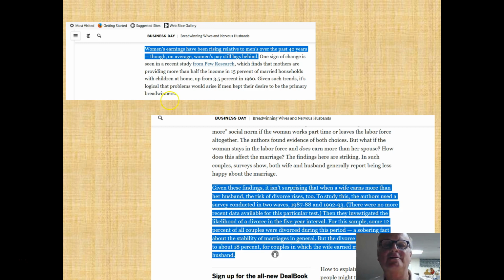I have 2 sections of this that I'm going to use, and I've highlighted those sentences. Women's earnings have been rising relative to men. And then it isn't surprising that when a wife earns more than her husband, the risk of divorce rises too. And I have some data from that.